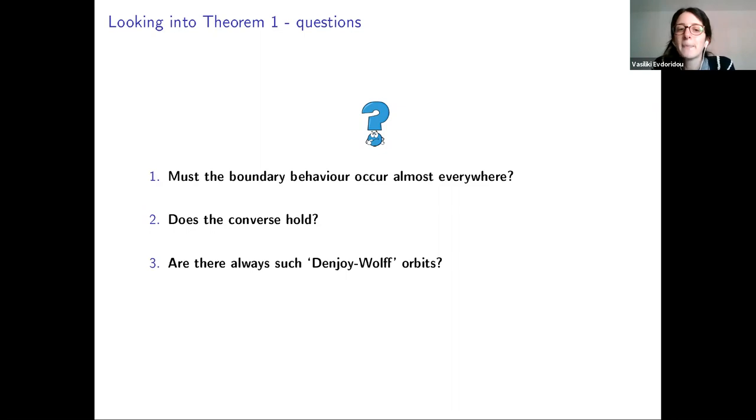And a third question is, are there always such Denjoy-Wolff orbits? Now, I'm going to give a definition later, but when I say Denjoy-Wolff orbit, you should understand it as an analog of a Denjoy-Wolff point in the iteration case. So it's an orbit on the boundary such that points in our wandering domain have orbits tending to that boundary orbit. In the remainder of the talk, I'll try to go through these three questions and see what kind of results we have towards them, and how we relate that to the case of inner functions and what is known about iterates of inner functions in analogous questions.